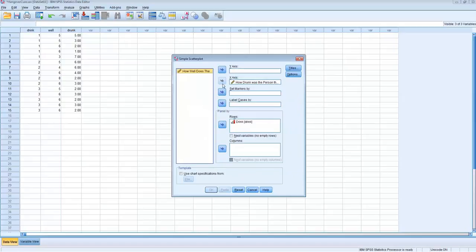I actually ran this a little while ago, so let me go ahead and reset this. Your y-axis is going to be how well a person feels. How drunk will be your x-axis, and you will divide this by the drink on your rows. So this will create a subset of scatter plots for each one of the different drinks.